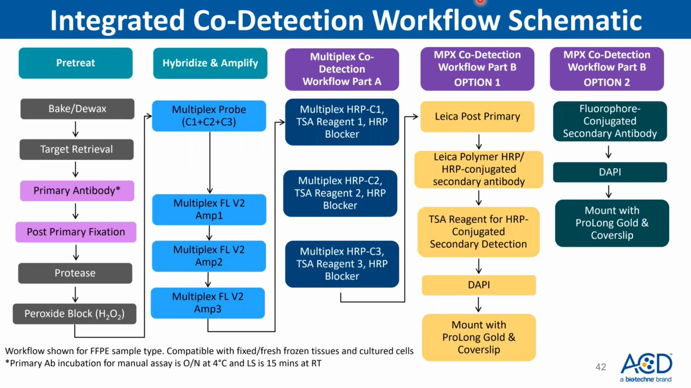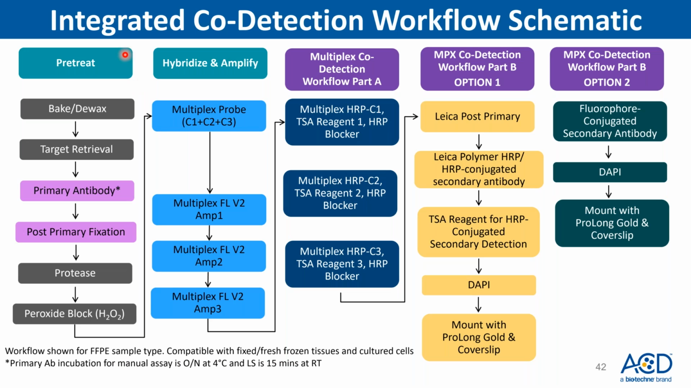Okay, now shown on this diagram is a schematic for the co-detection workflow. This shows the workflow for both manual and the automated versions, and I'll point out the points of difference along the way. On this slide, we've shown the FFPE sample type workflow, but it's also compatible with fixed and fresh frozen tissues as well as cultured cells.